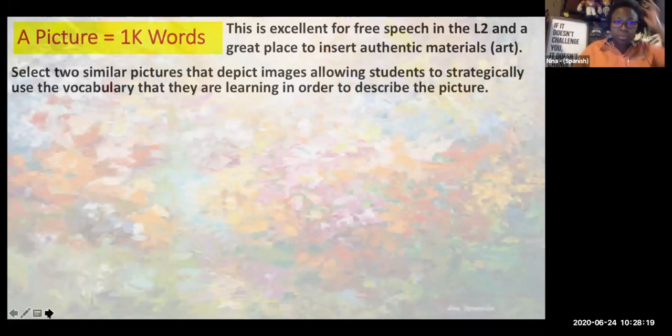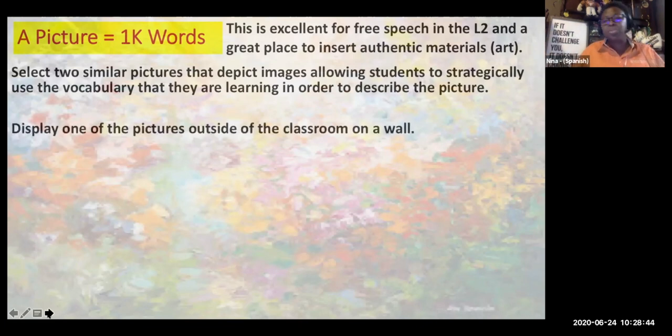And so select two similar pieces of artwork, or whatever it is that they are studying, a topic. Typically, we study topics. I know that one of the things in the last text that I used had great art. And so I would take the art and I would get my colleagues' art and I would use those, and you'll see how I use them in a second. So display them outside of the classroom. This is if you're in person. So these instructions are for in person. Display them outside of the classroom on a wall.